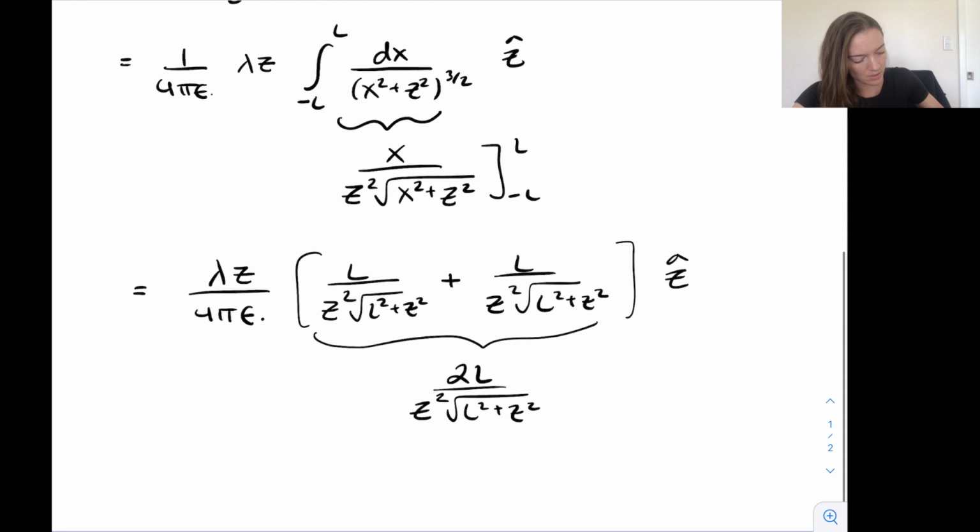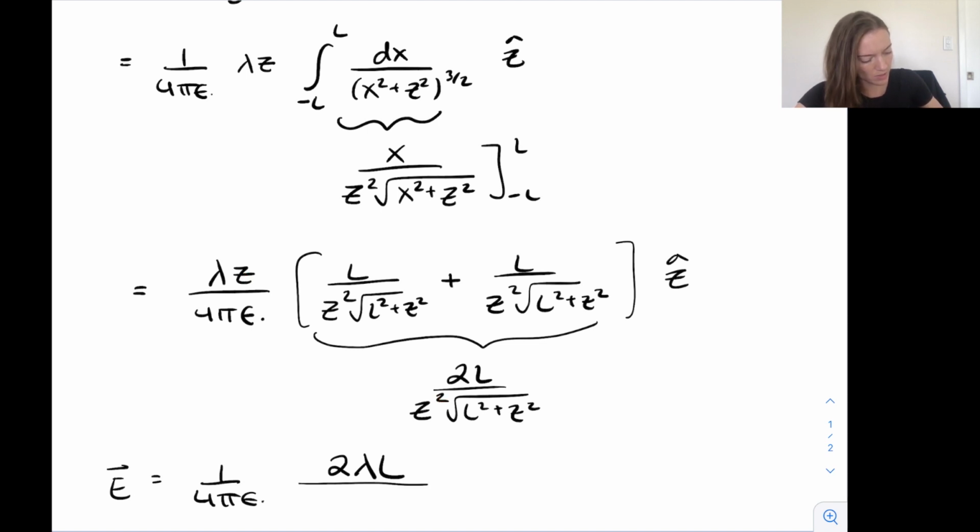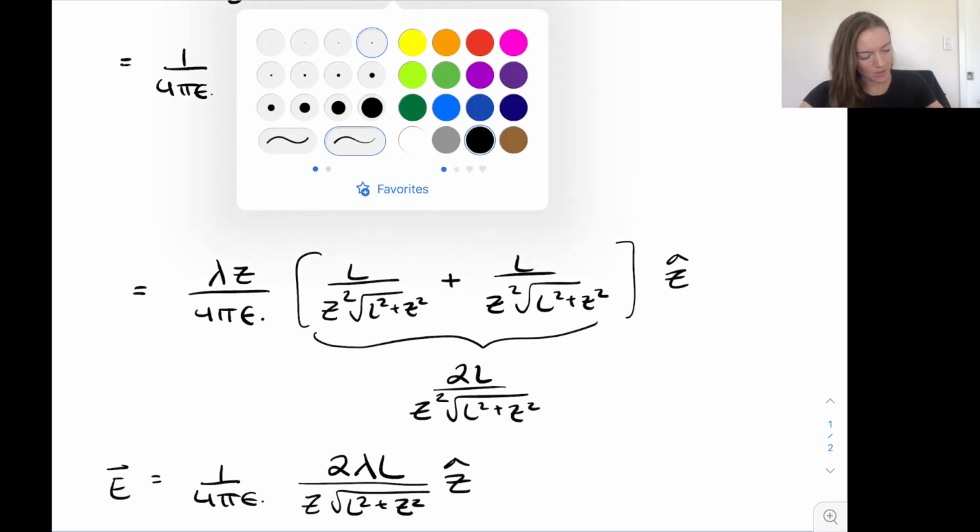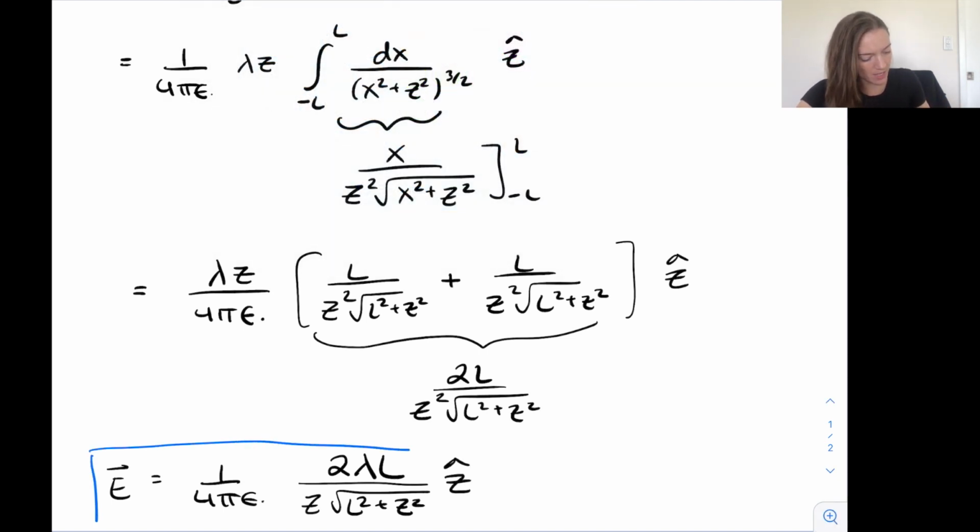So our whole electric field will be 1 over 4 pi epsilon naught. And then we'll have 2 lambda from here, 2L. Our z cancels because we have a z over here and a z squared over here. So then we'll have over z, and then we have the square root of L squared plus z squared. And that is in the z hat direction. Okay, so that is our final answer for that one.